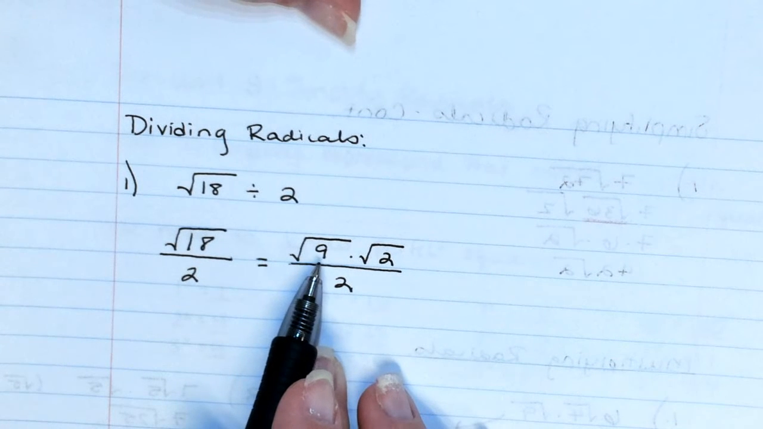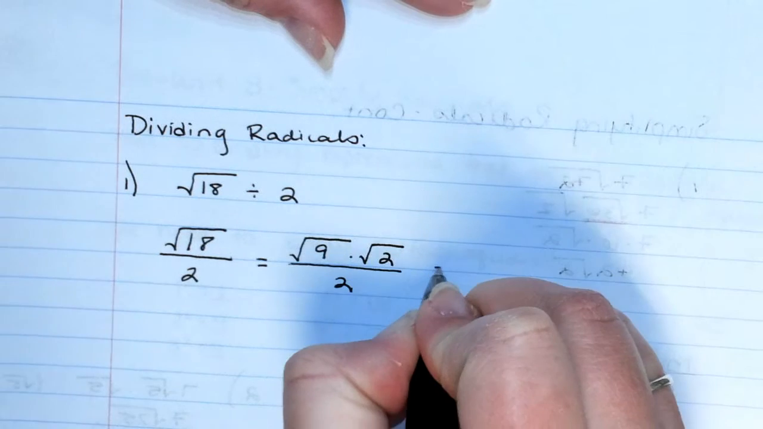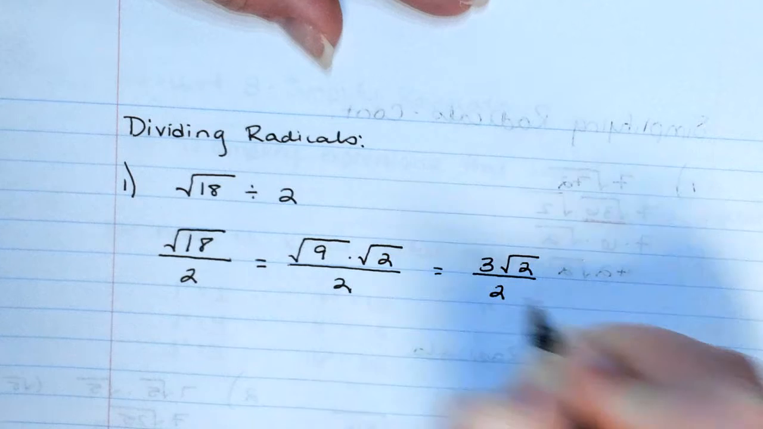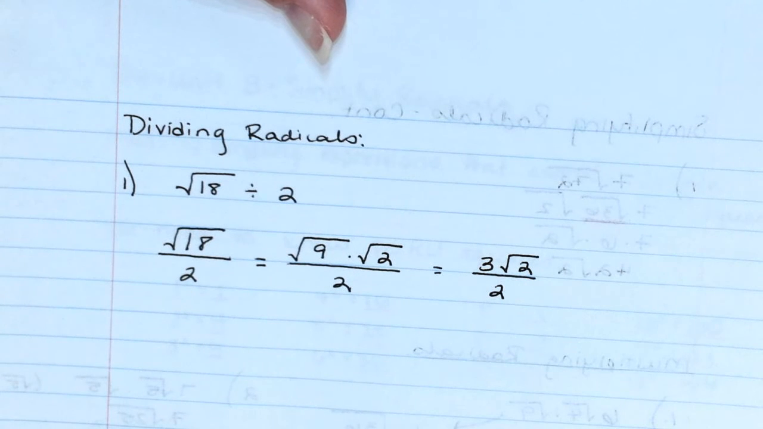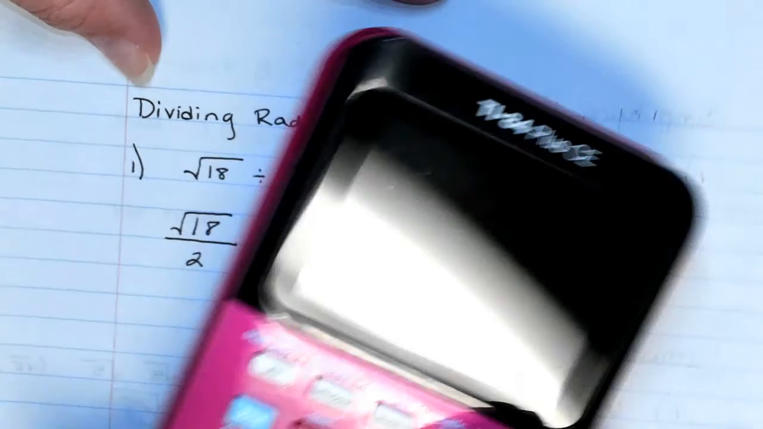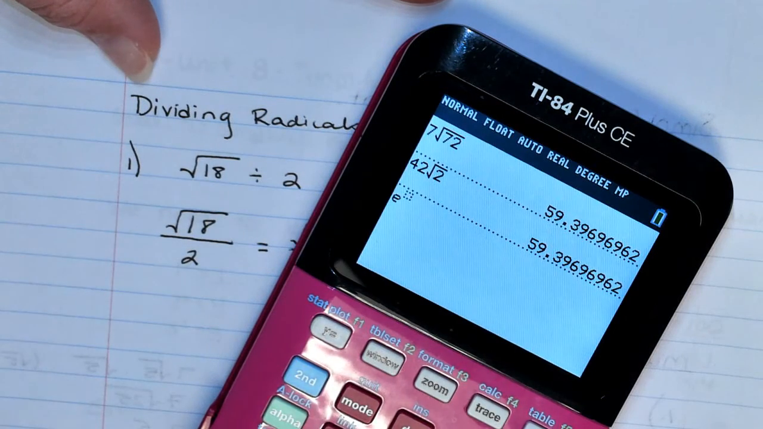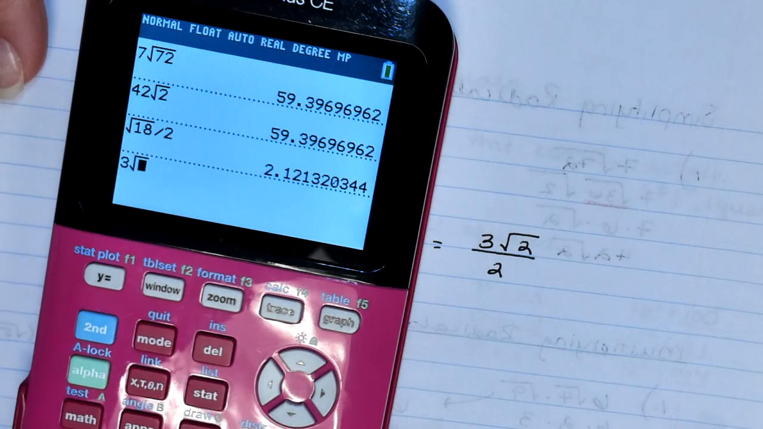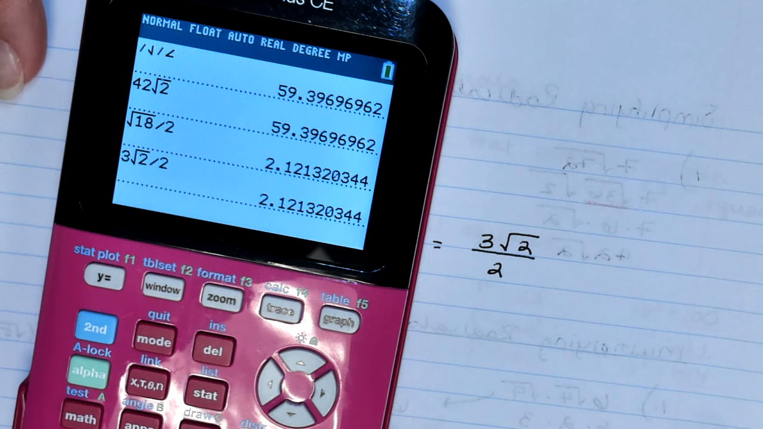The square root of 9 is what? So I can write this as 3 square roots of 2 over 2. That's it. Now I can double check this because in the beginning I had the square root of 18 divided by 2, and I got that value right there. And in the end I had 3 square roots of 2 divided by 2, which is still that value. And so I'm pretty sure that that is correct.